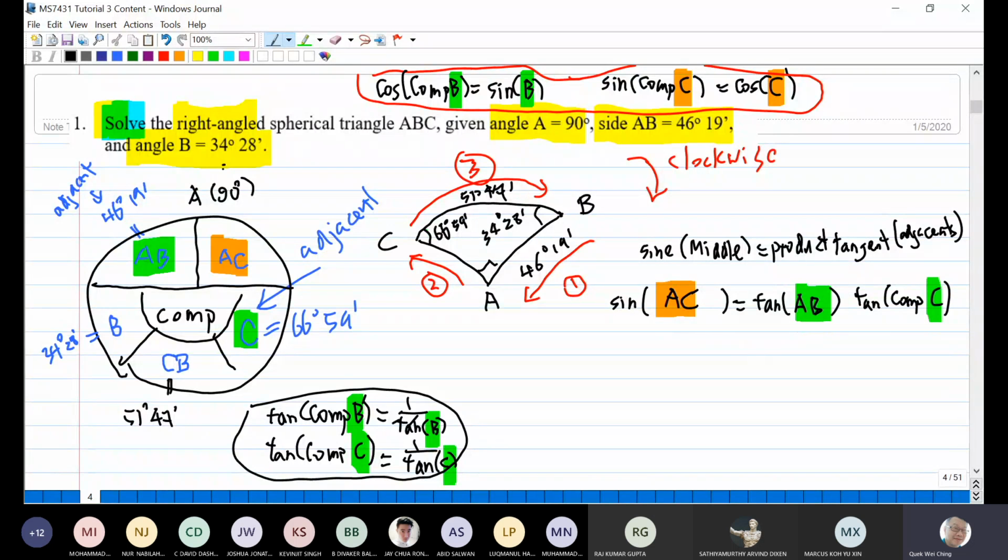So let's try tangent AB. This is tangent of 46 degrees 19 minutes. Tangent cot C, right? Tangent cot C is 1 over tangent C. Of course, you can use cot C as 90 minus C, but I just want to press less calculation. Tangent cot C is 1 over tangent of 66 degrees 59 minutes here.